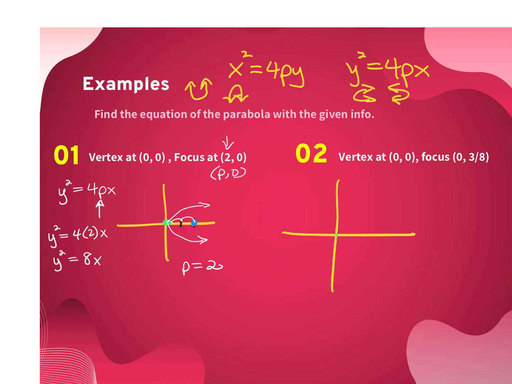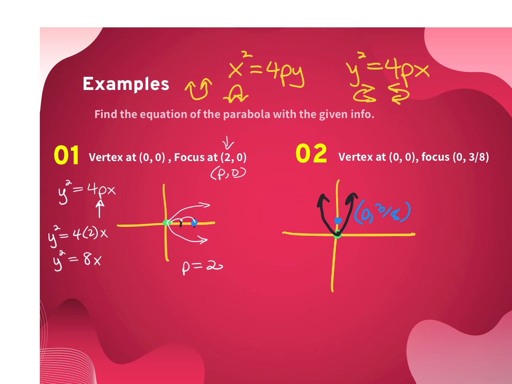My vertex is at 0, 0. This time my focus is on the y-axis. It's actually at the ordered pair 0, 3/8. I'm just going to label it right here. So 0, 3/8. And again, remember your parabola surrounds the focus. So we can see that our graph is up and down. So this one's facing upward.